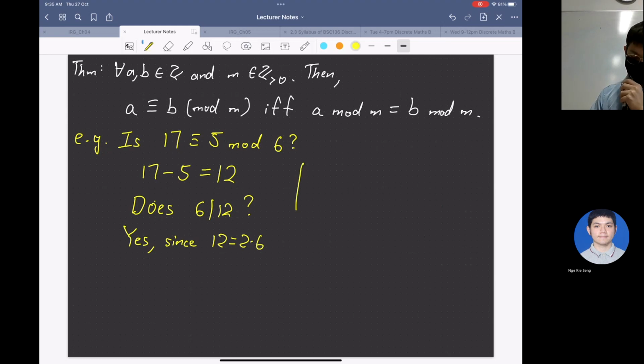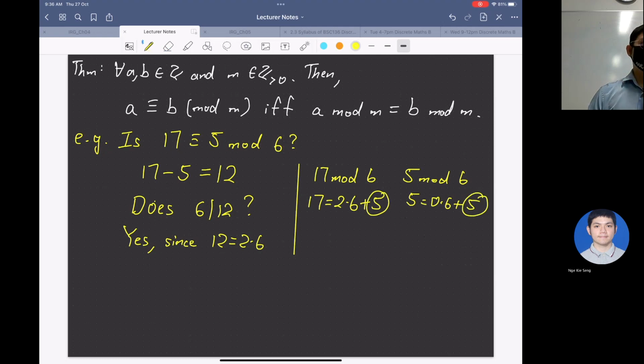But there's another way to check it. You just compute 17 mod 6 and 5 mod 6. So 17 mod 6 is what? 17 equals 2 times 6 plus 5. And then 5 mod 6 is 5. So both of them have the same remainder.